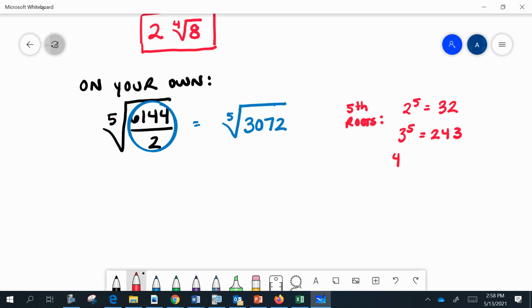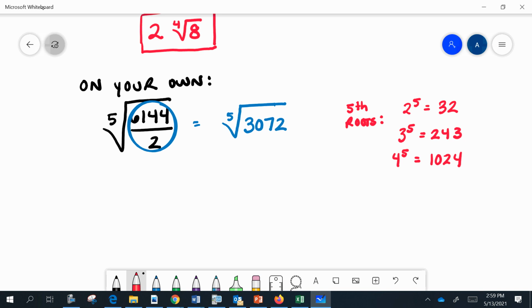Since we're all the way up at 3,000, I think we need to go a little bit bigger. 4 to the 5th power is 1,024. By the time you get to 5 to the 5th, you're over the number, so we can go ahead and stop. Now it's really just a matter of starting with your biggest number, taking 3,072 and dividing by each of these perfect fifth roots. Go ahead and play around on your calculator for a minute.